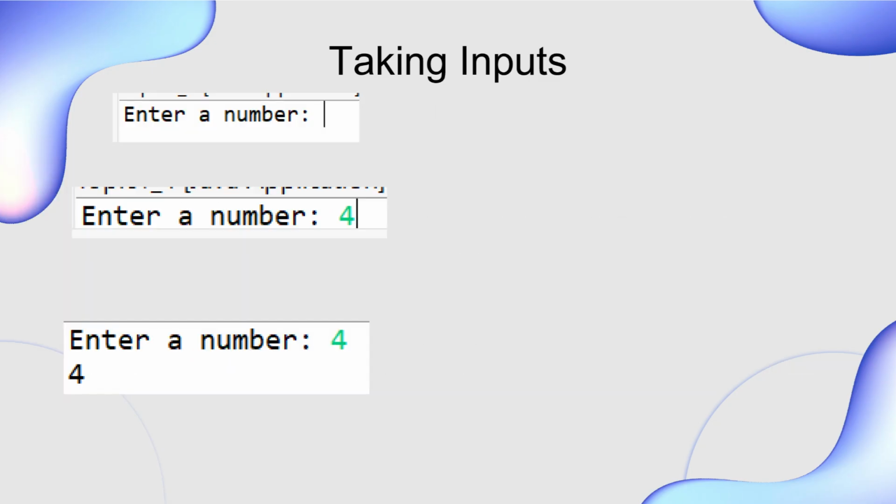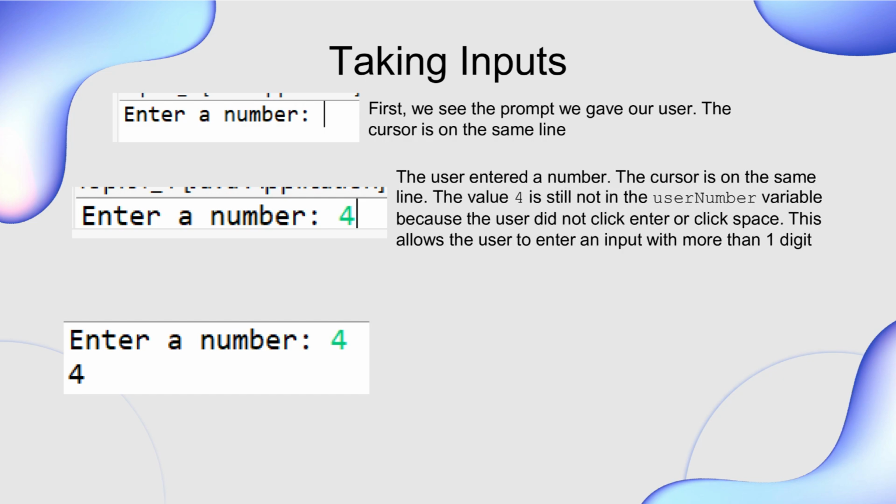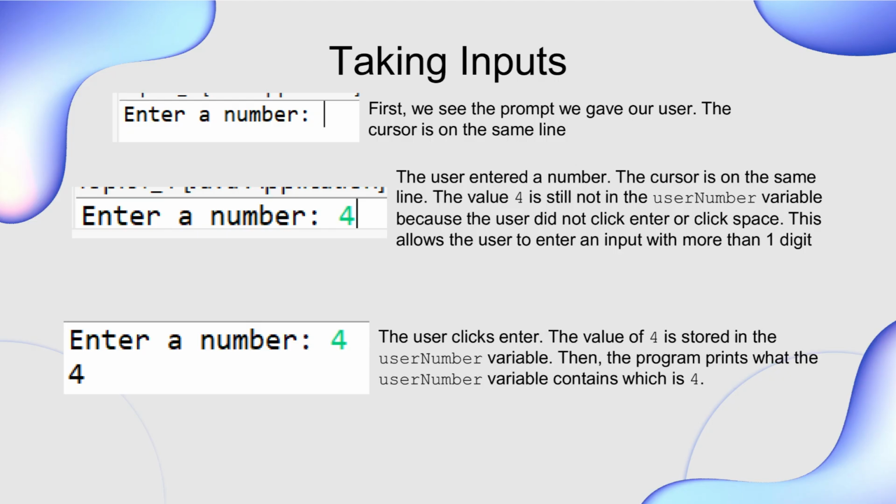Let's look at this code's output. First, we see the prompt we gave our user. The cursor is on the same line. Then the user entered a number. The cursor is on the same line. The value 4 is still not in the userNumber variable because the user did not click enter or space. This allows the user to enter an input with more than one digit. The user clicks enter. The value of 4 is stored in the userNumber variable. Then, due to the final print statement, the program prints what the userNumber variable contains, which is 4.